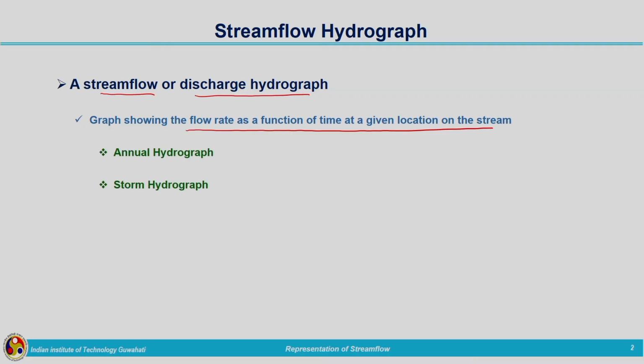Different ways of representing stream flow hydrograph. One is annual hydrograph, second one is storm hydrograph. From the name itself, it is clear that annual hydrograph will be representing the flow data for the entire year, and storm hydrograph is the one which is representing the stream flow at the gauging station corresponding to a particular storm. Let us see one by one.